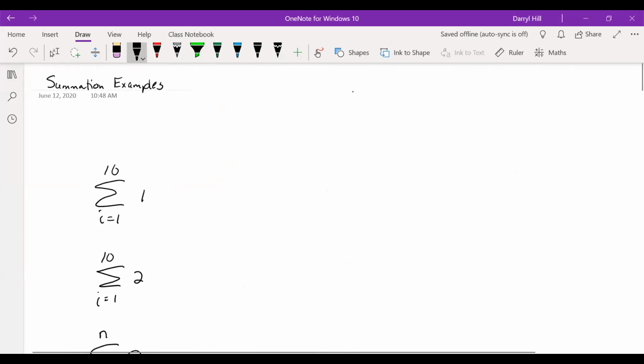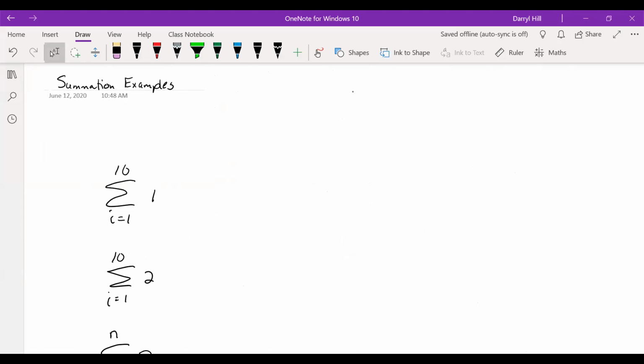All right. So, summation examples. We're going to start very simply, almost tediously simple, but it'll help maybe illustrate a couple of pitfalls. So this should be easy. i equals 1 to 10 of 1. This is 1 plus 1 plus 1 plus, 10 times, right? So that's fairly straightforward. That's equal to 10. No big deal there.